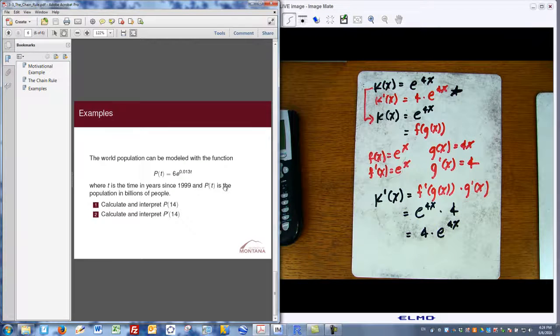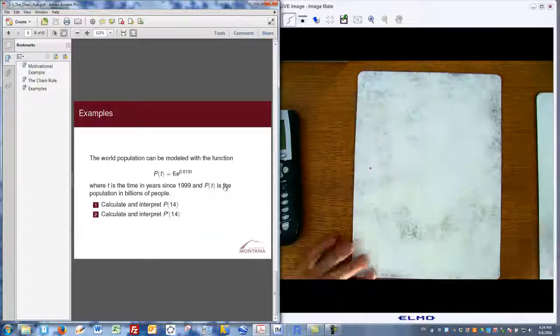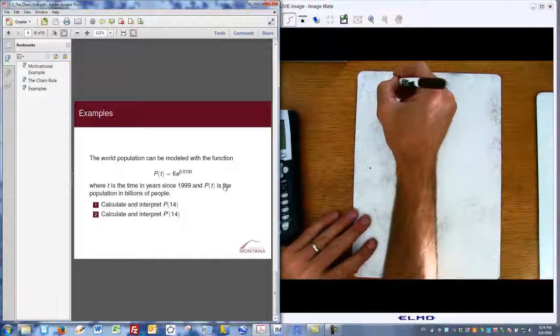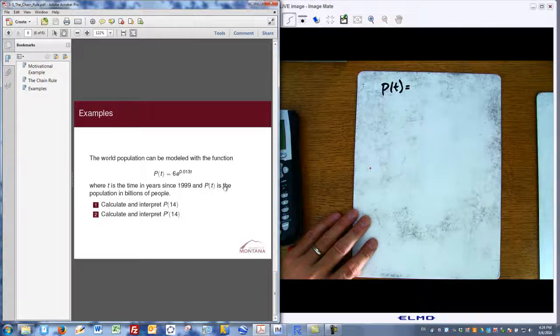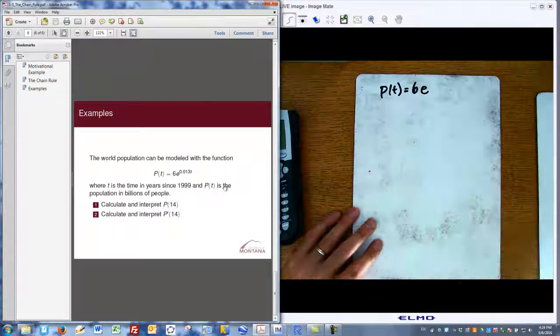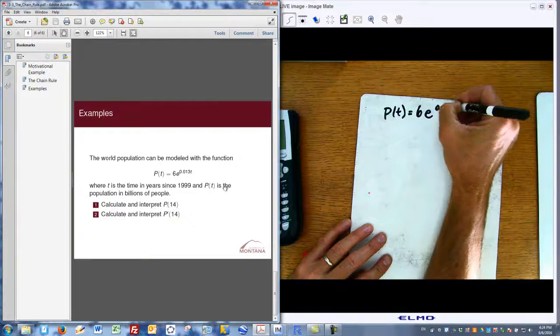If world population can be modeled by this function, calculate P of 14 and P prime of 14. Okay, so let me write the function down. P of t is equal to 6 times e to the 0.013t.